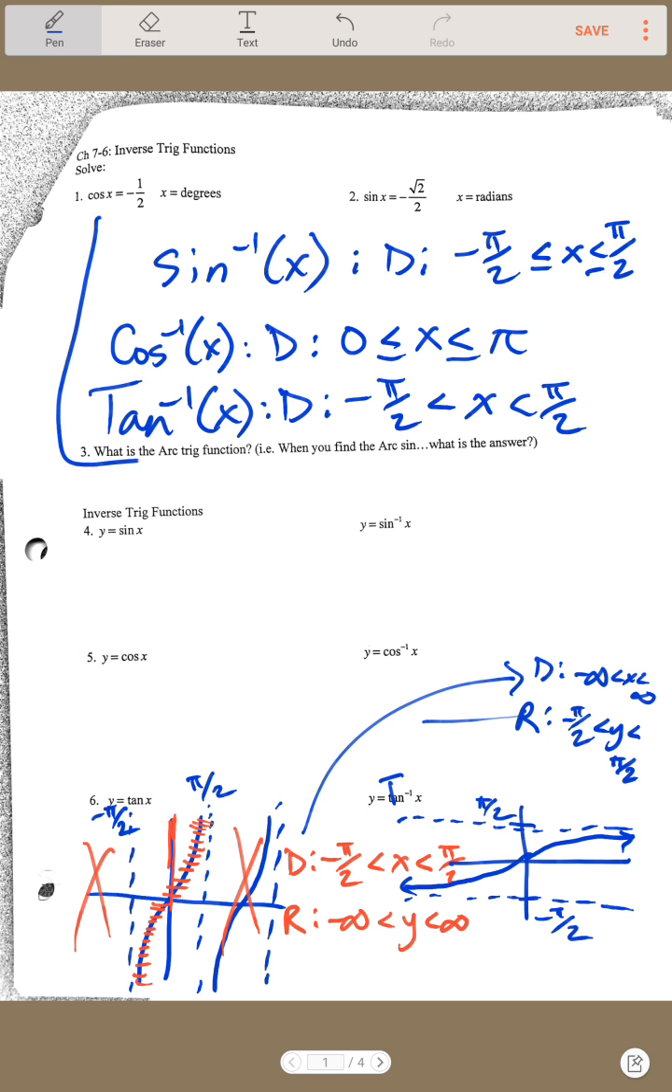Okay, so these are the three main takeaways for today's lesson. Let's turn the page over and take a look at how these are applied.